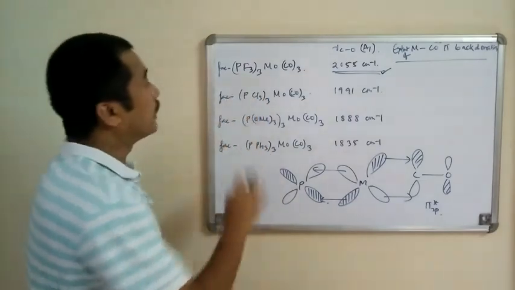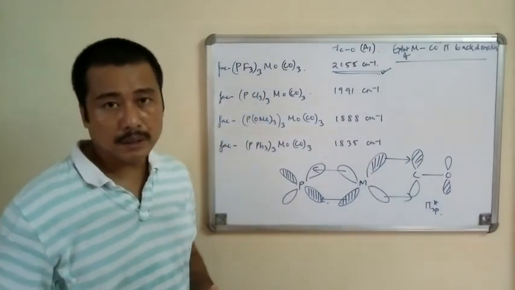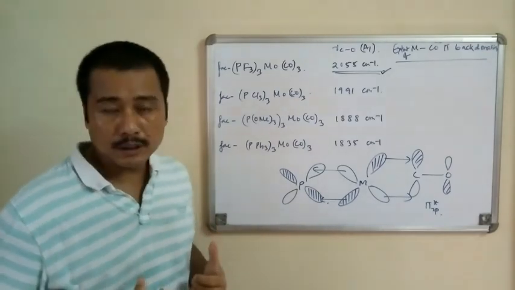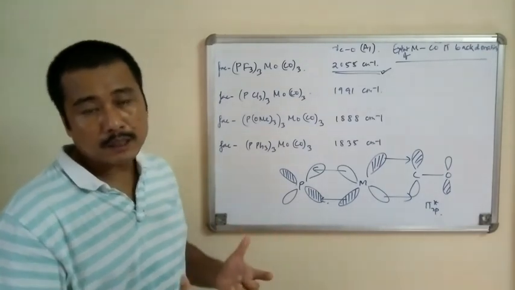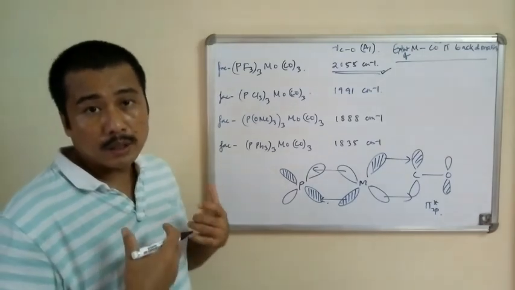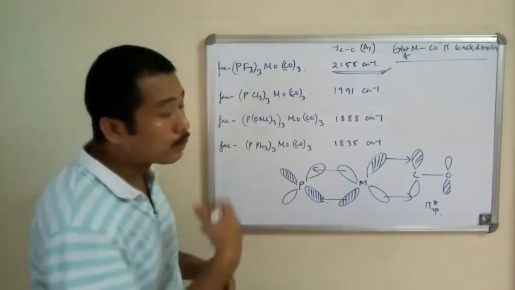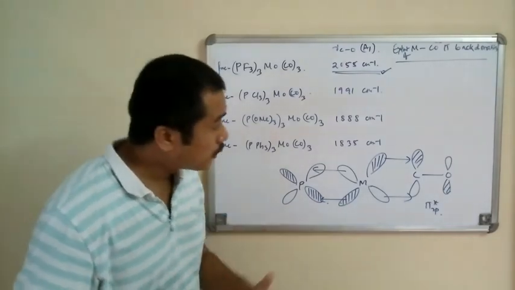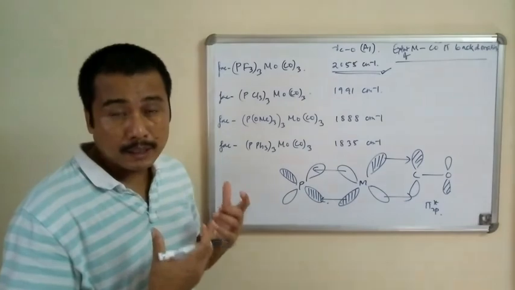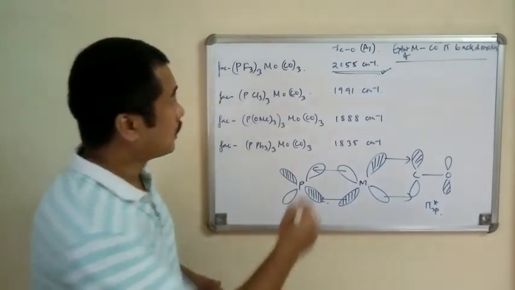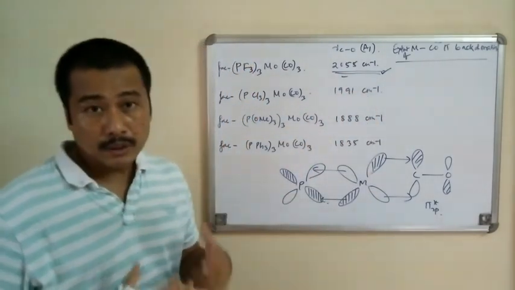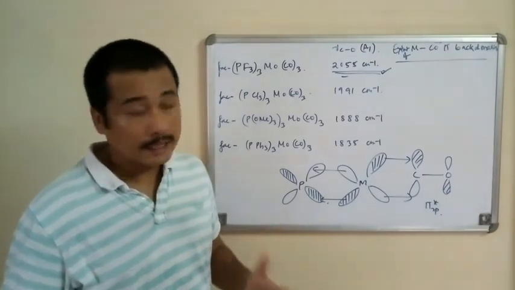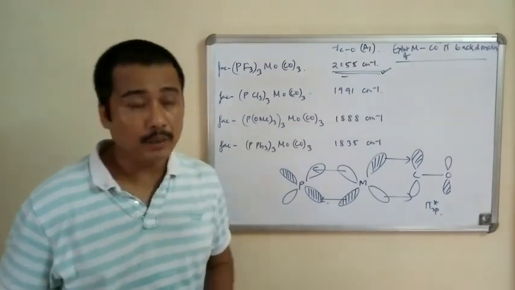The PF3 ligand must be a better pi acceptor, and that is why its ability to accept pi electron density from the metal center is high, so the extent of pi back donation from metal to carbon monoxide, or the share of electrons that the CO pi star 2p molecular orbital gains from the metal, is less. That is why the extent of decrease in the CO bond order is going to be less, and the CO stretching vibration appears at higher wave number.